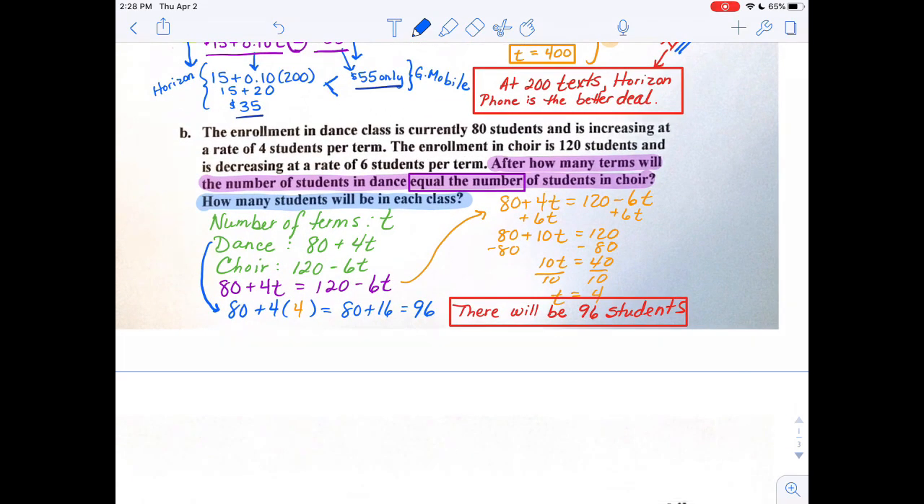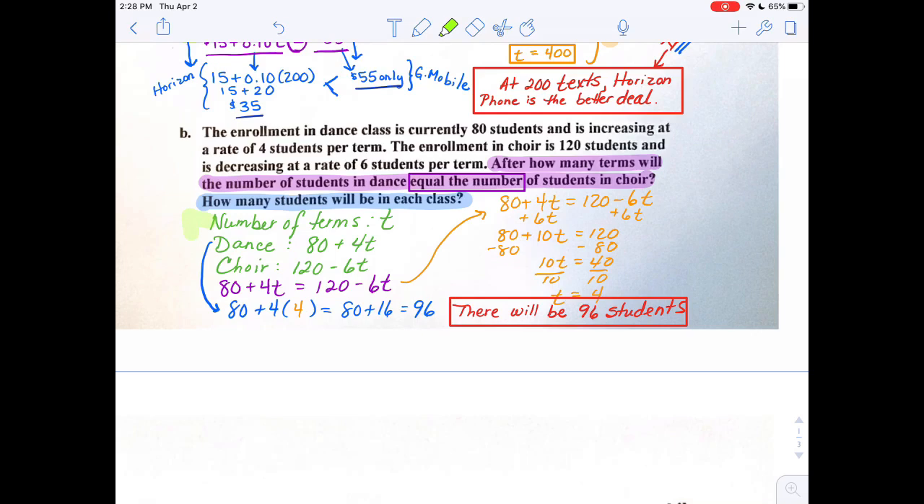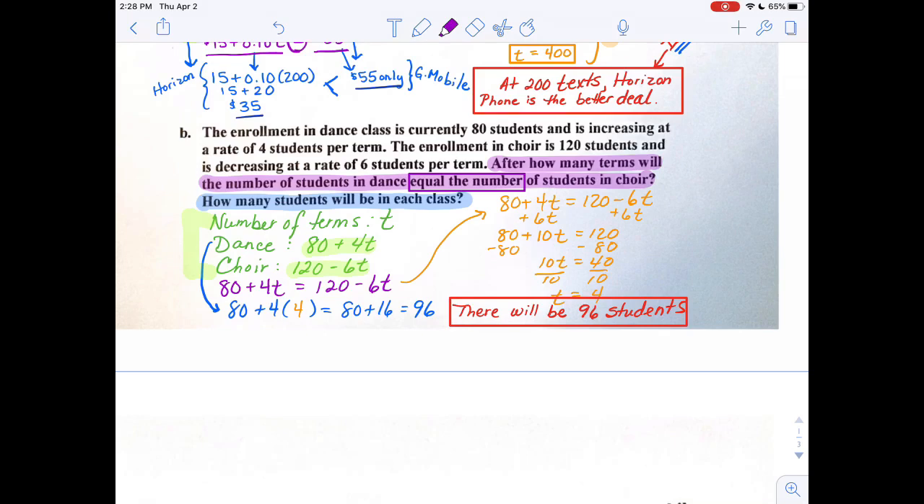Here in B, same thing. Make sure you tell me what each part is actually representing. So I'm using the T for terms. If you want to use a different variable, you're more than welcome to. And then my expression for the dance class and the choir. And then notice in that purple right there, it is saying how many terms would actually be, so the number of students in both the dance and choir would be equal. So that's where I'm getting my expression, taking that and solving it, showing all of my solving actions right here.